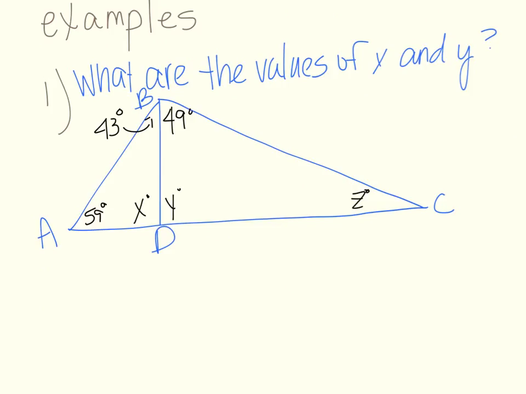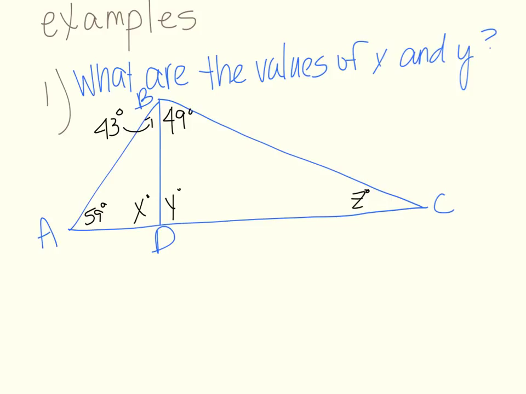Okay, here's problem 1. What are the values of x and y? On this picture, first, let's just take a look at the information that we have. We know that angle A is 59. We know that angle B has 2 measures, 43 and 49, just depending on which triangle you're looking at. We know that angle C is z degrees. And then we know that angle D has 2 different angles. One is x and one is y. There are 3 triangles in this picture. There is the left triangle ABD, the right triangle BDC, and then the big triangle ABC.